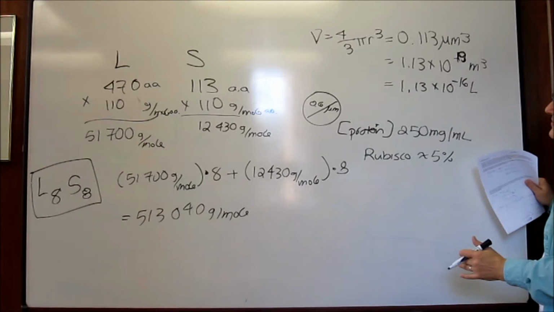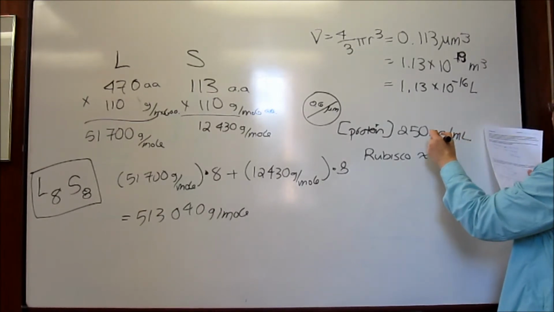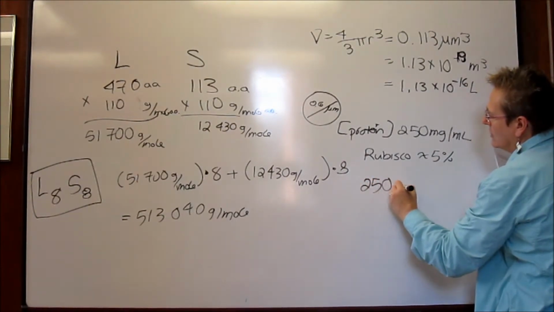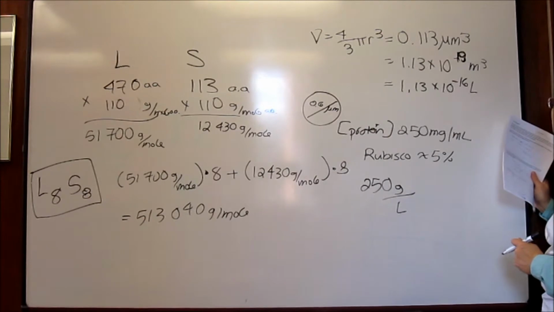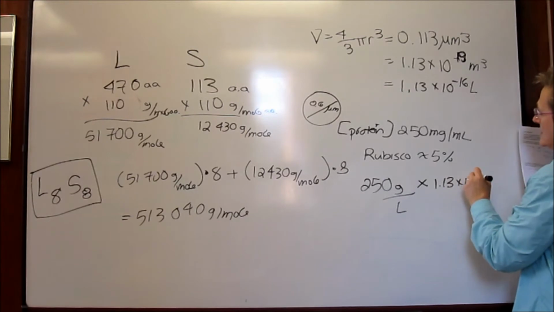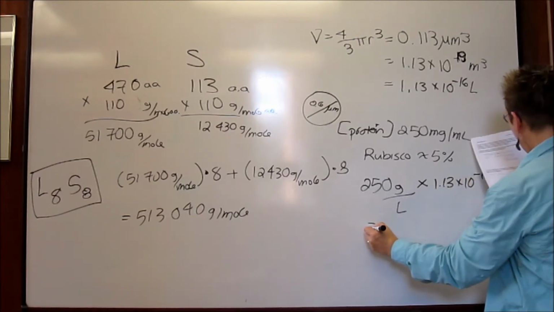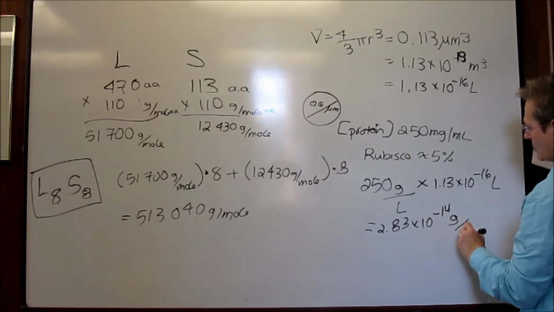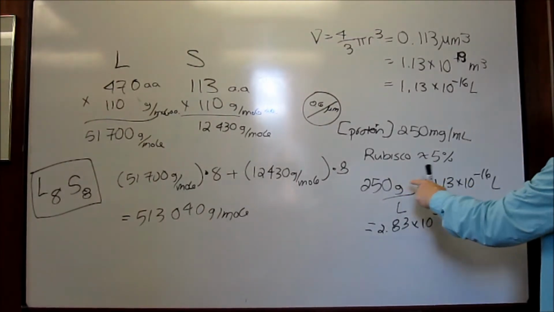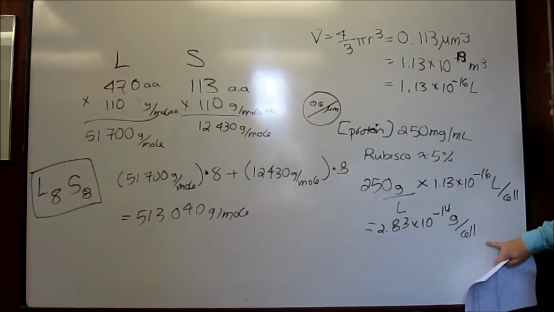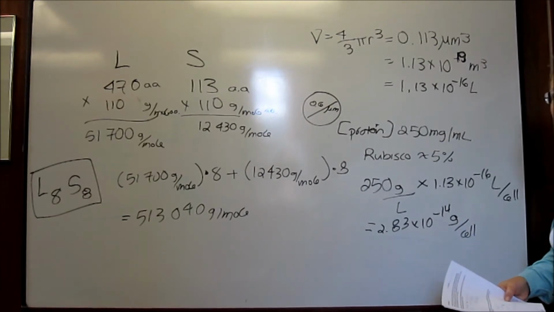Now let's figure out how much protein is there. There is 250 milligrams per mil, which I can convert to 250 grams per liter. Times the volume of the cell, 1.13 times 10 to the minus 16 liters, I end up with 2.83 times 10 to the minus 14 grams per cell. This is because this is liters per cell here, the volume of one cell. So I end up with 2.83 times 10 to the minus 14 grams of protein per cell.